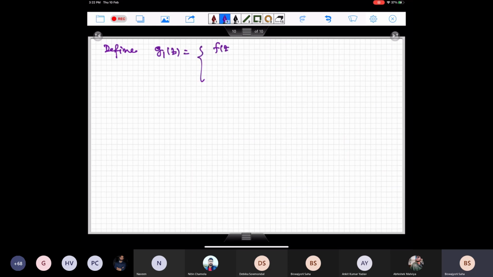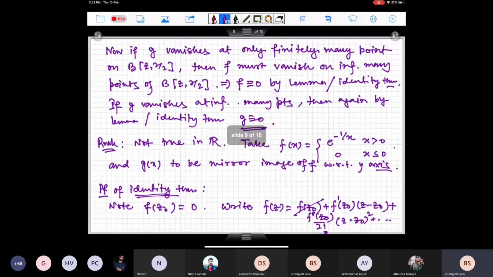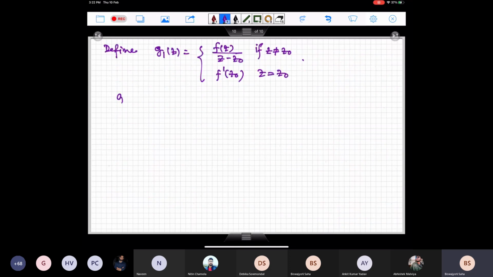So now, once that term is not there, define g1 of z, which is f of z divided by z minus z naught for z not equal to z naught, and f prime of z naught for z equal to z naught. So I define this function. What is that function? If you see from here, this is just f of z divided by this quantity. So g1 of z is actually f prime of z naught plus f double prime of z naught divided by 2 factorial into z minus z naught, plus so on and so forth. Fine, is it clear to all of you?